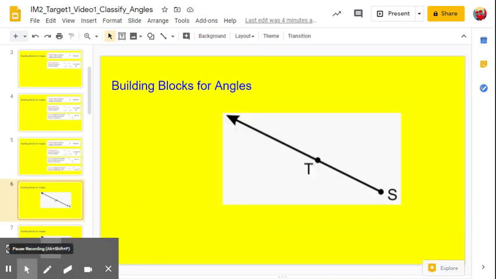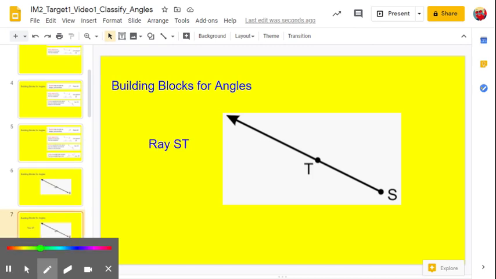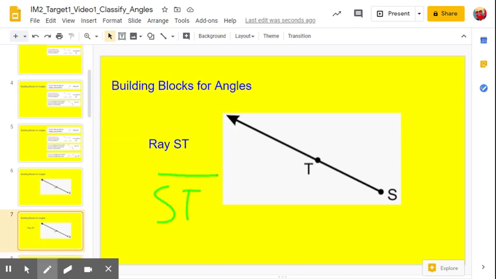All right, what do we call this? What would be the official name? So this would be ray ST. So you could write it this way. You typed it in, you probably had to say ray ST, but that would be ray ST.